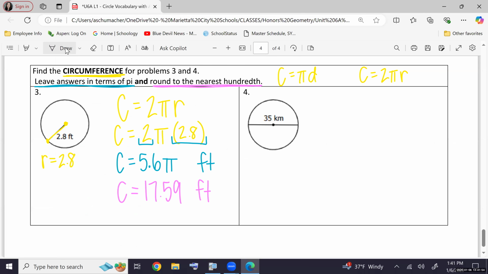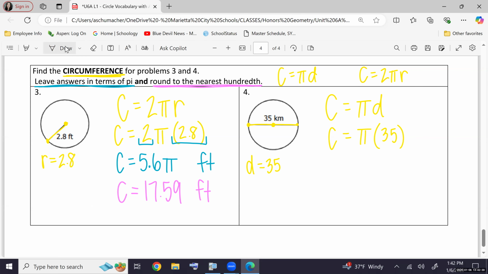All right, and looking at the last problem here, number 4. Looking at what information we are given, we have a chord that goes all the way across the circle. It passes through the center, which means this is our diameter. Our diameter is 35. So when we're looking at our circumference equation, we're going to use that first one that uses diameter, pi times diameter. You can plug in what we know. Circumference is pi times 35.